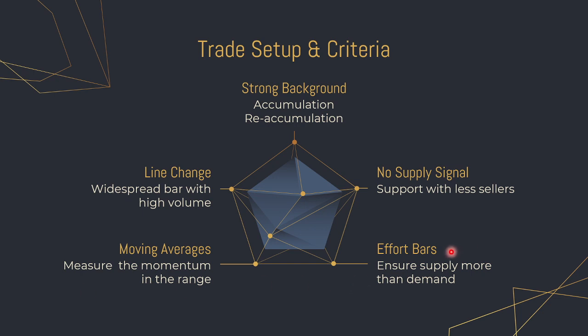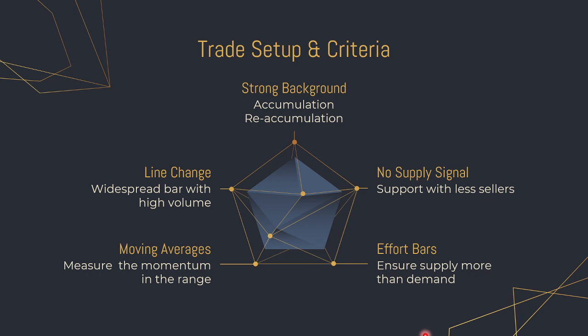Okay, so effort bar. The effort bar is a bit tricky, so we need to monitor at specific support areas. We want to ensure that the demand is more than supply. Sorry about that, this is a typo error. So the demand must be more than supply. So how do we look into that?